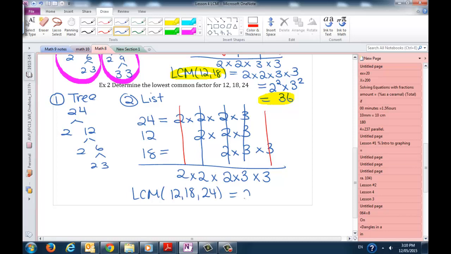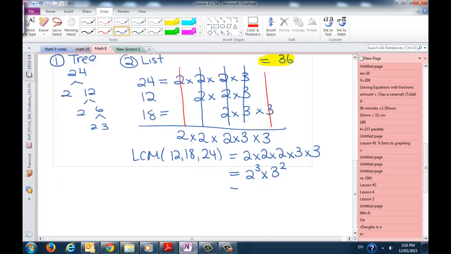And my lowest common multiple of 12, 18, and 24, in expanded form, I would write as 2 multiplied by 2, multiplied by 2, multiplied by 3, multiplied by 3. In index or exponential form, I would write this as 2 cubed, multiplied by 3 squared. And if I just wanted the answer, then I would say that this is 8 and this is 9, so it's 72.